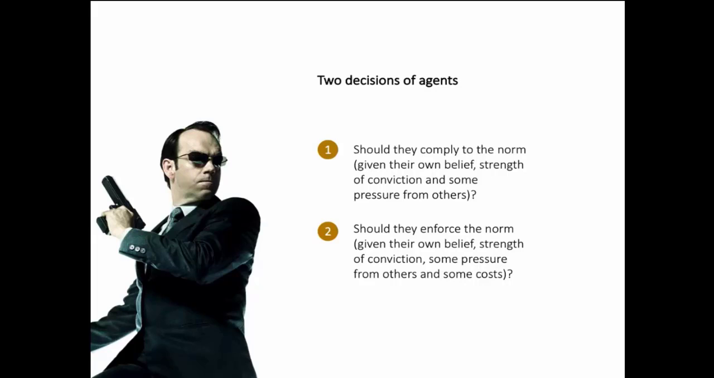And then the second one in an agent-based model is, should the agent then enforce the norm? Again, it's a function of own belief, strength of conviction, some pressure from others, and then also some costs. Because enforcing something, I could just as well walk away and not care. Enforcing, telling you not to do that, has some costs associated with it. If I would force people to not drink alcohol, even though I believe in it, my social standing would go down probably.